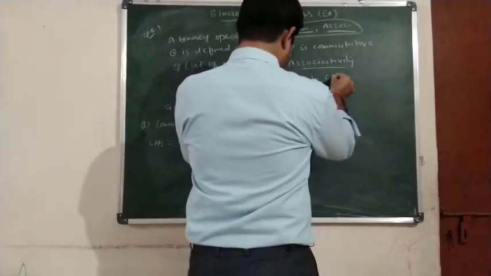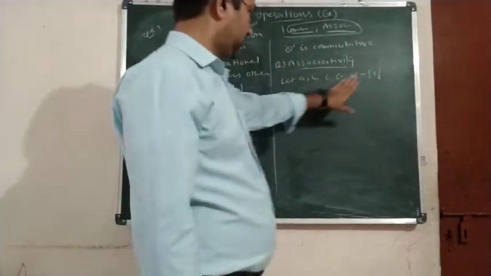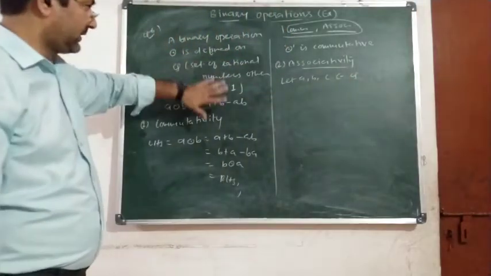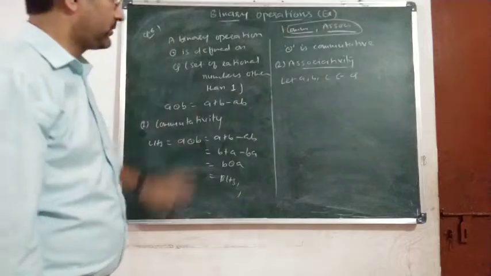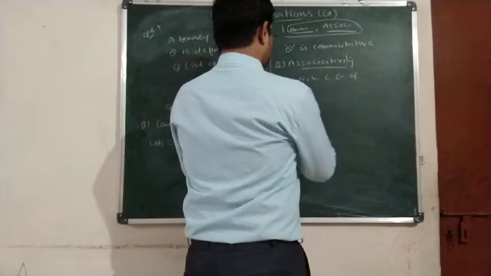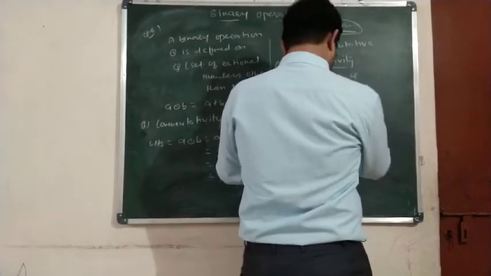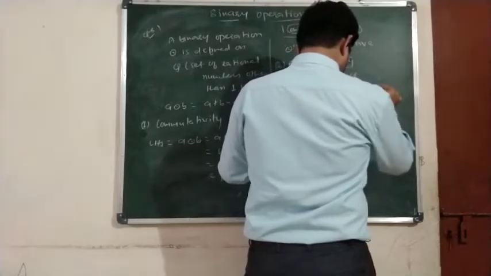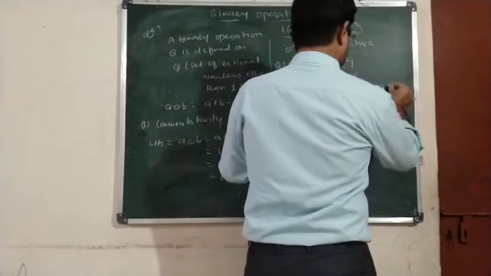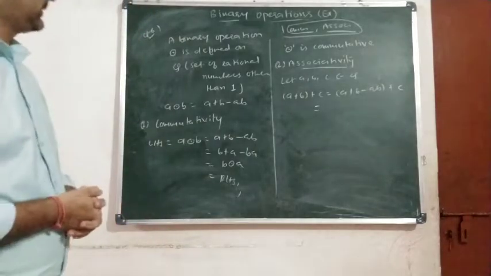Let A, B and C belong to Q minus 1, or Q other than 1. Q is already explained as the set of rational numbers other than 1 in this particular case. So (A o dot B) o dot C is equal to (A plus B minus AB) o dot C.